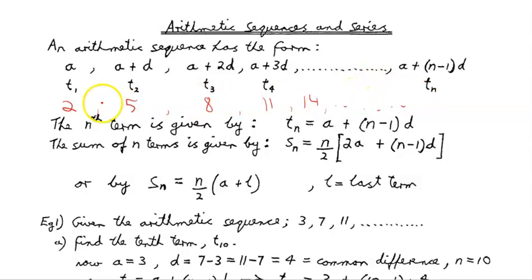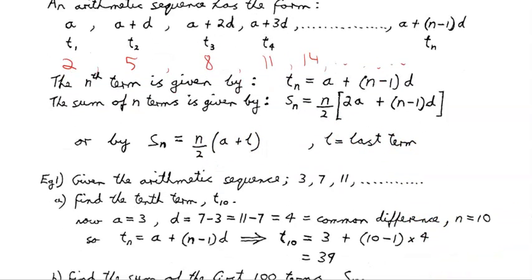The nth term is given by Tn is A plus n minus 1 times D. We can sum these n terms, and that's simply Sn is n on 2, where n is the number of terms you want to sum to, times 2a plus n minus 1 d. Or if we know the first and last term, L for the last term, we could write Sn is n on 2 times a plus L.